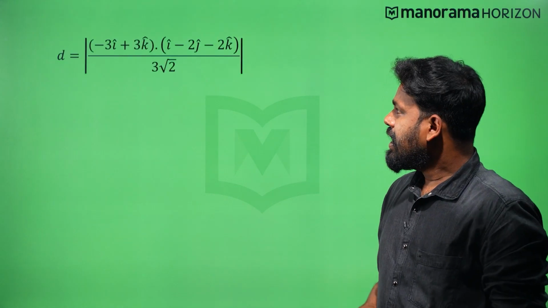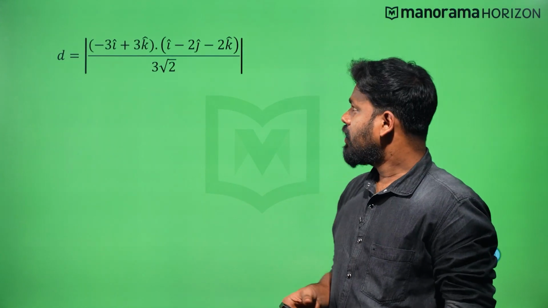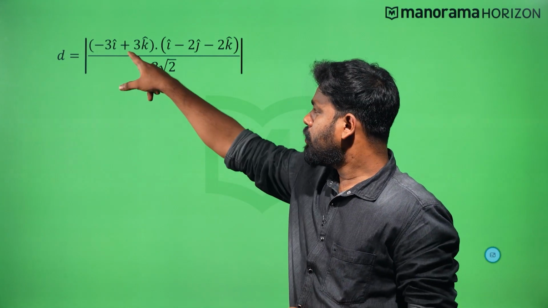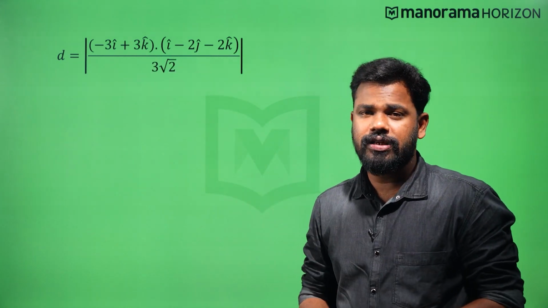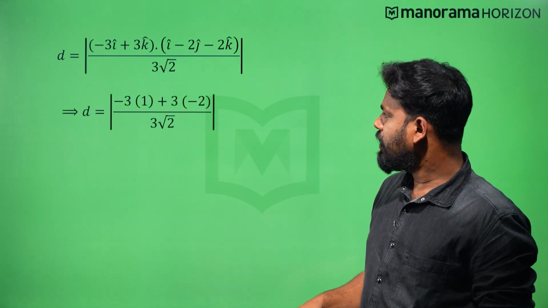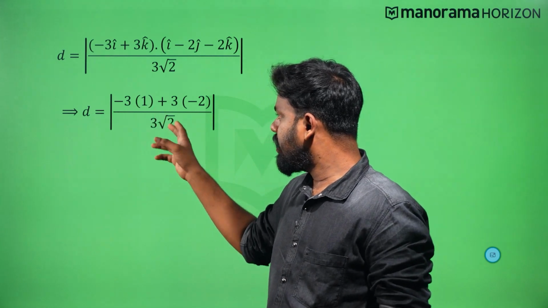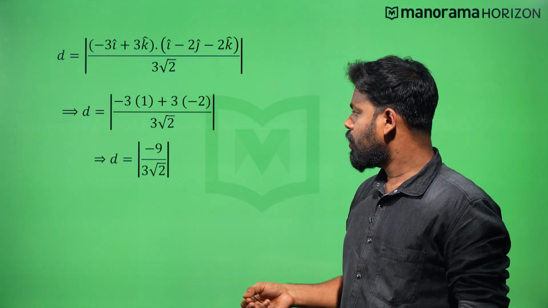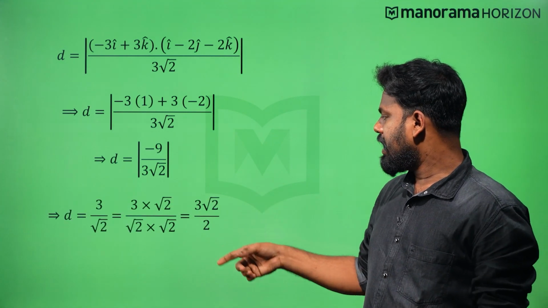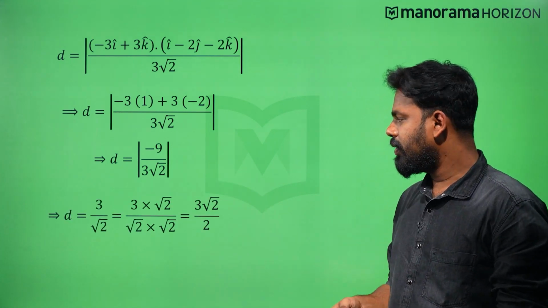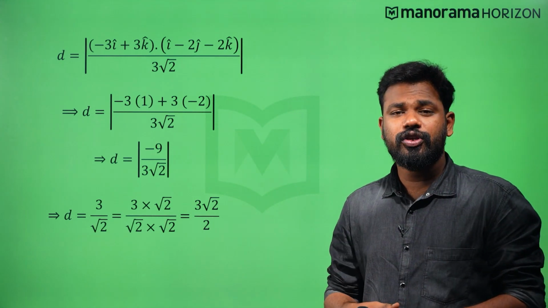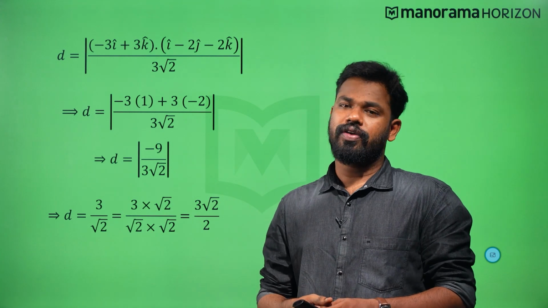So we get d is equal to (minus 3i plus 3k) dot (i minus 2j minus 2k), the whole divided by 3 root 2. That is putting b1 cross b2 and a2 minus a1 and dividing that by the modulus, that is 3 root 2. So doing all the final calculations, you get modulus of (minus 3 into 1 plus 3 into minus 2) by 3 root 2, which is minus 9 by 3 root 2, the whole modulus. And you finally get the answer as, doing all the final calculations, the distance as 3 root 2 by 2. So that is how you find out the shortest distance between these two given lines here.